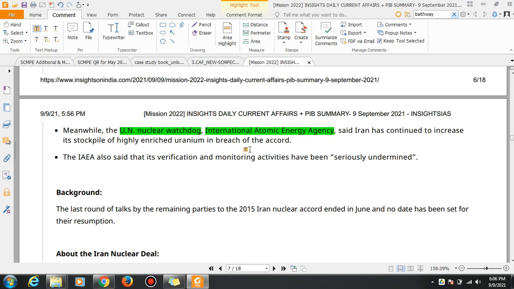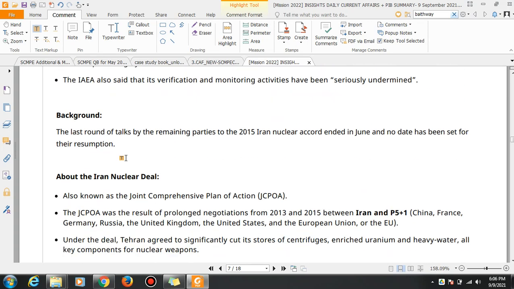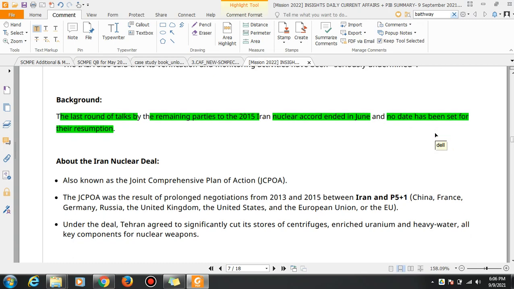Agency, said Iran had continued to increase its stockpile of highly enriched uranium in breach of that accord. The IAEA also said that verification and monitoring activities have been seriously undermined. The last round of talks by the remaining parties to the 2015 nuclear accord ended in June, and no date has been set.